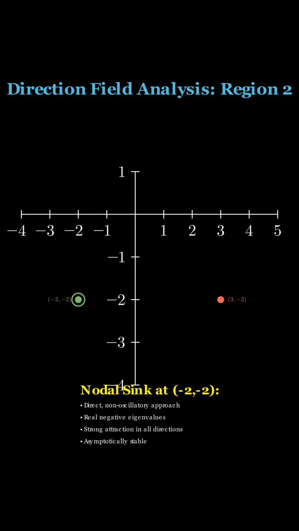In nodal sinks, the approach to equilibrium is exponential and non-oscillatory. The direction field shows a radial convergence pattern where all vectors point inward toward the critical point.